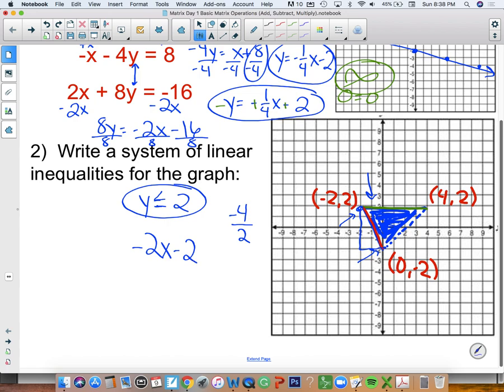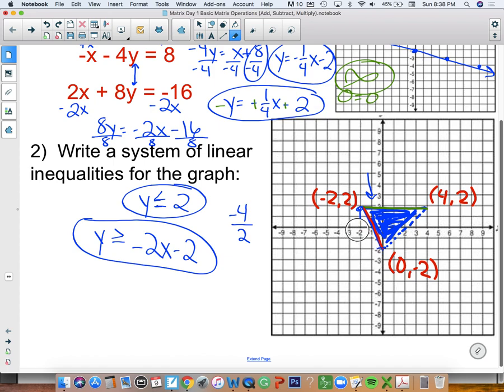And it's a solid line, so we know it's going to have the equal to, and it's shaded the way my arrows are pointing here, so it's shaded to the right. All right, so that means it's a greater than or equal to situation. That's that second line that we're looking at. All right, so let's look at the third line. Let's get this stuff out of the way here. Third line right here.